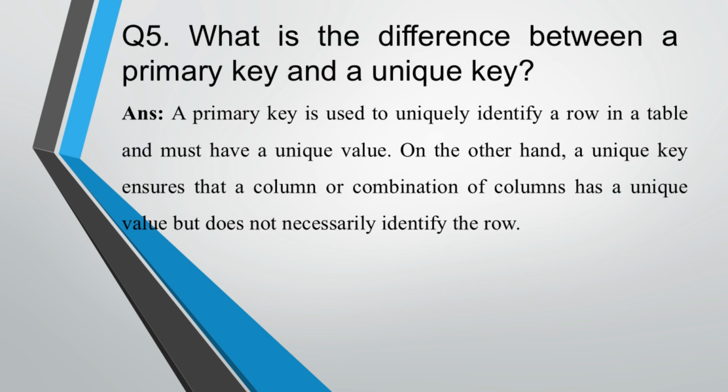What is the difference between a primary key and a unique key? A primary key is used to uniquely identify a row in a table and must have a unique value. On the other hand, a unique key ensures that a column or combination of columns has a unique value but does not necessarily identify the row.